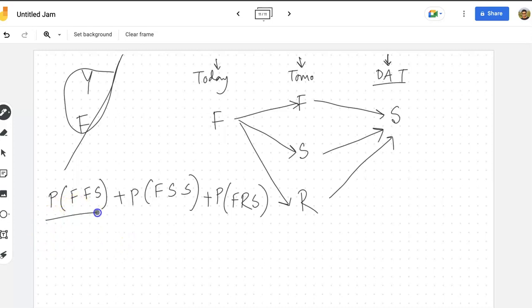So now how to calculate this? We already know today is foggy. But what is the transition probability? We need to calculate this thing and this thing, and if you calculate them, you will get the answer. The thing is pretty simple, so let's find the first part only.